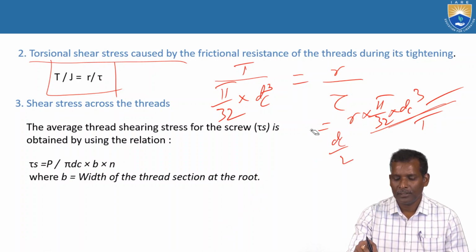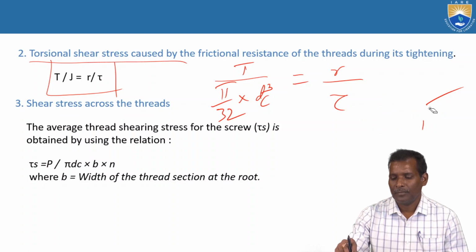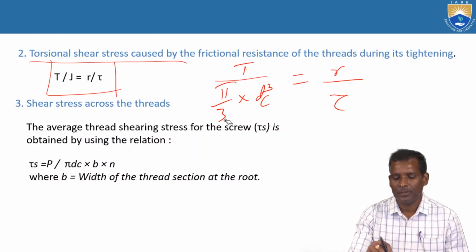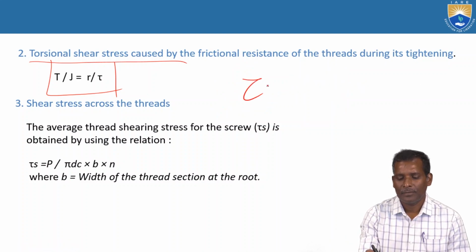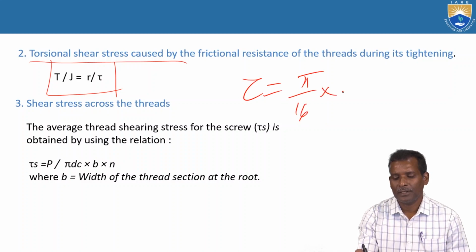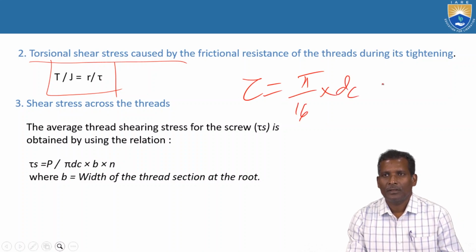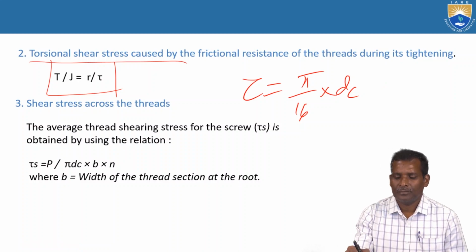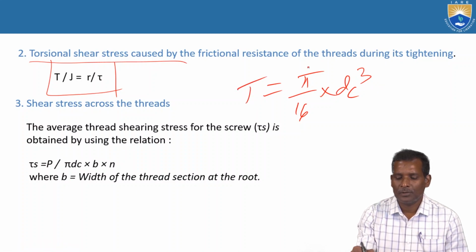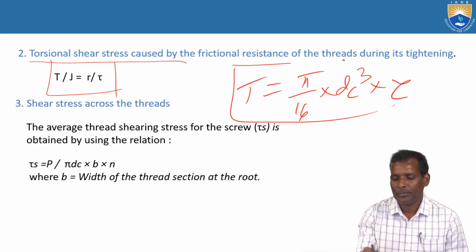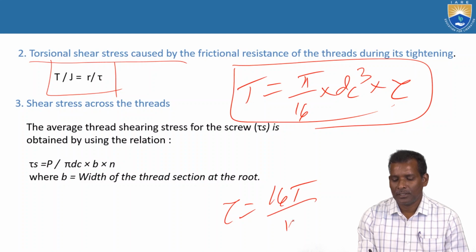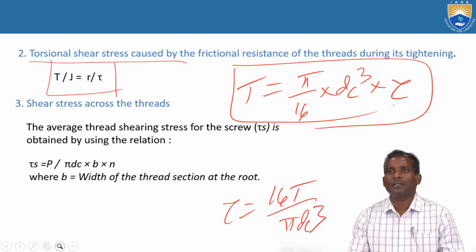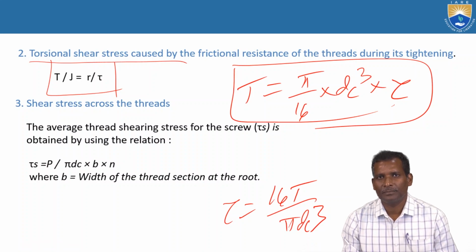So we'll write clearly. The final equation you will get: shear stress, T = π/16 × τ × dc³. So you can find the shear stress τ = 16T / (π dc³), where dc is the core diameter.